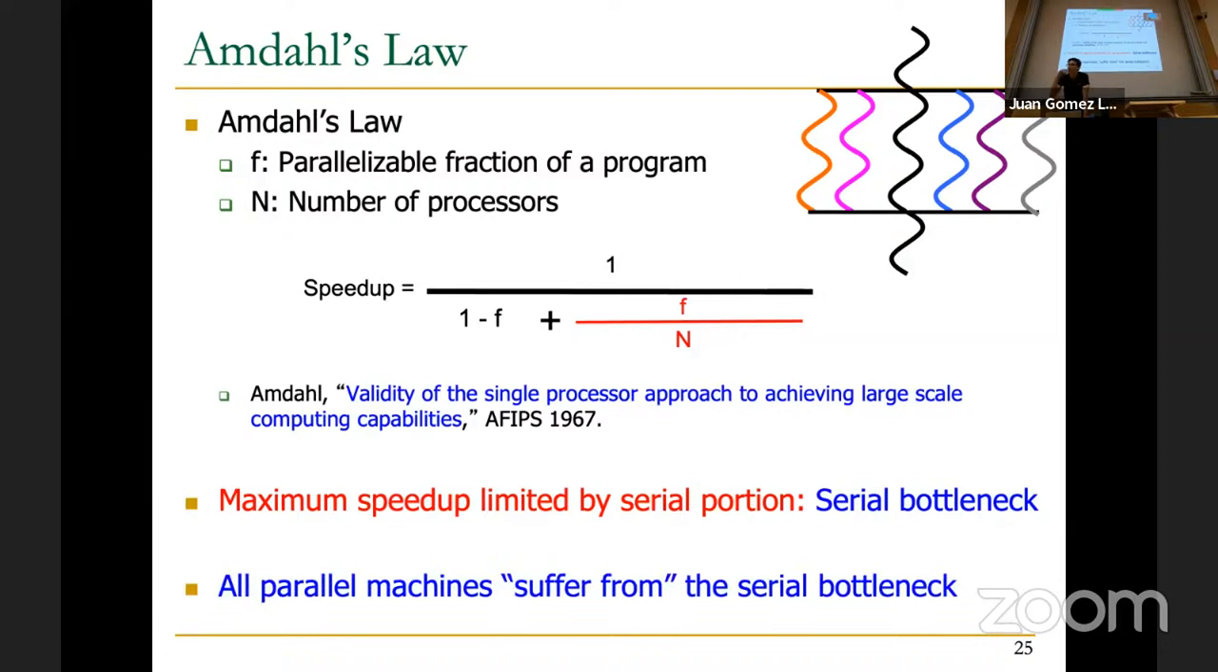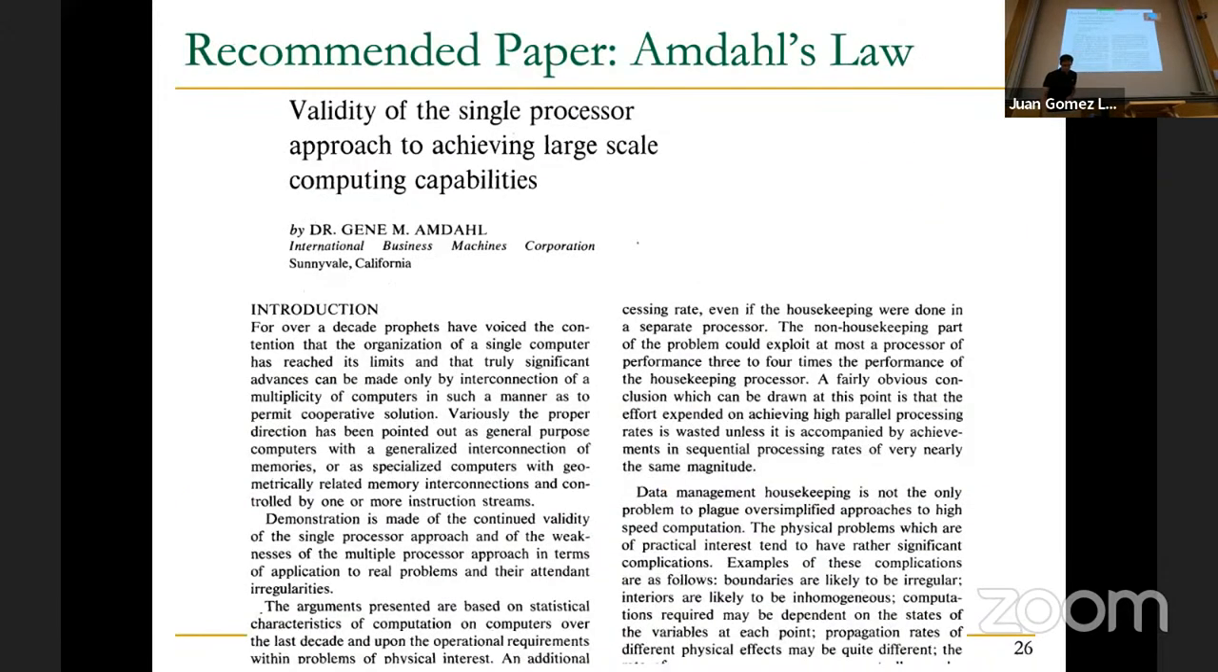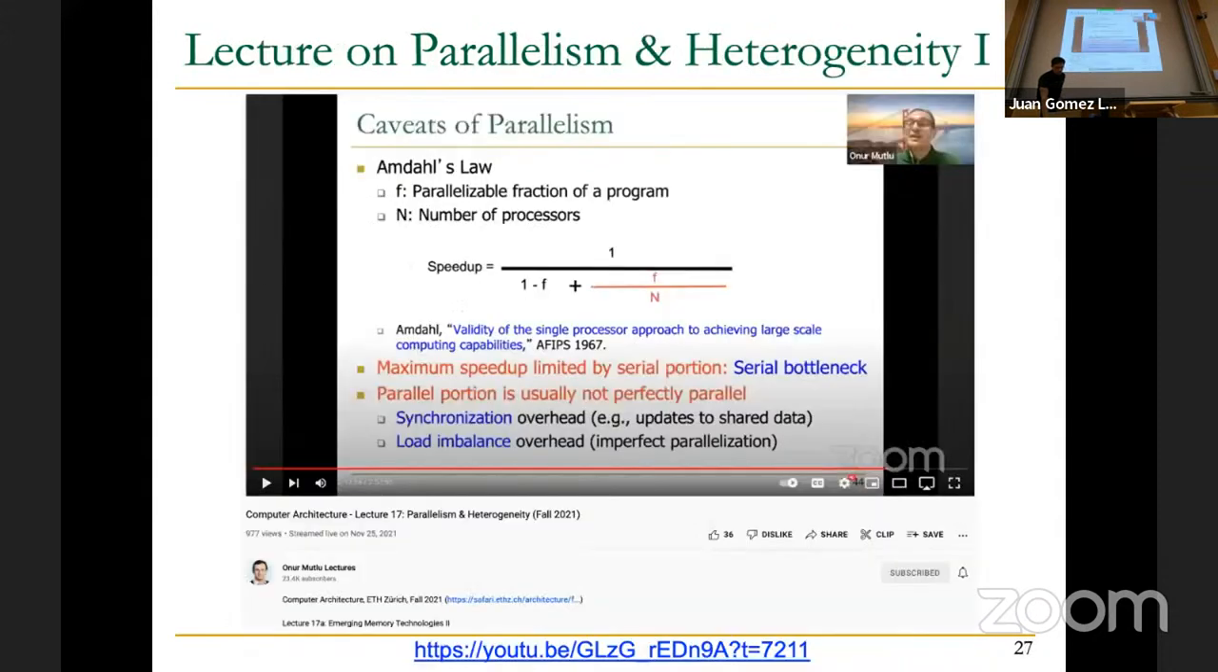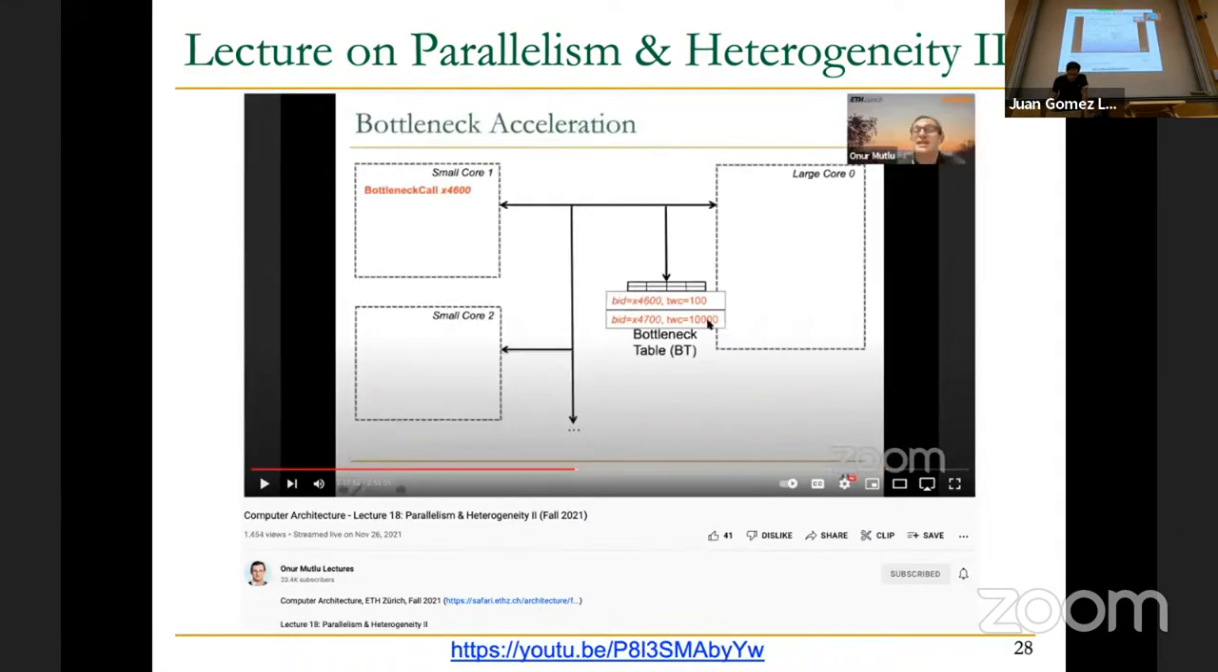So of course, Amdahl's law is always limiting the performance improvement that we can get from parallel machines. But that's why it's also important to have heterogeneous computers. And that's why we have heterogeneous computers these days. Any of our laptops, cell phones, etc., have CPUs, GPUs, other types of processors or accelerators. And this is the paper from Amdahl. And also, if you want to learn more about parallelism and heterogeneity, you can watch these lectures from Professor Mutlu from the Advanced Computer Architecture course, this one and also this one.